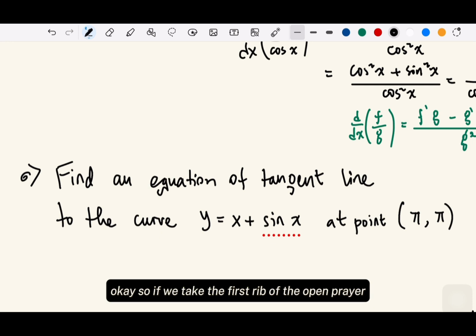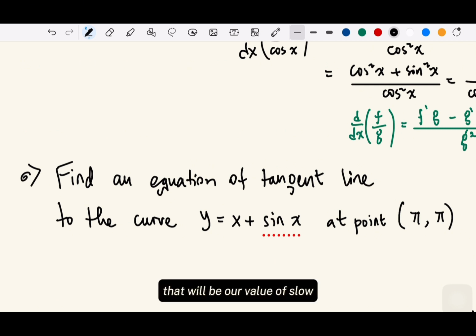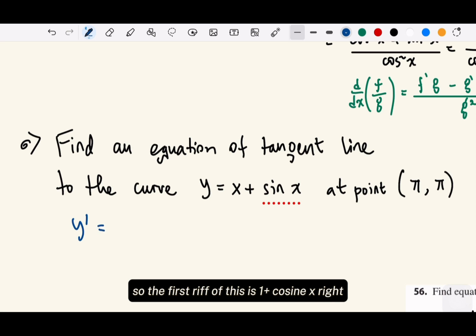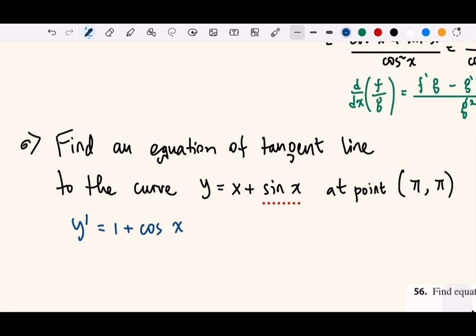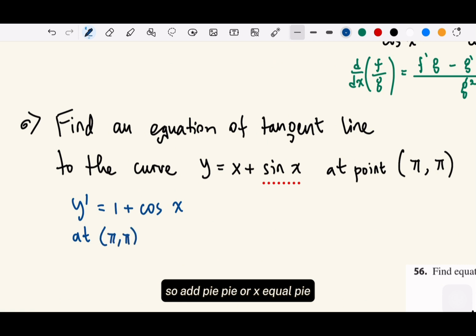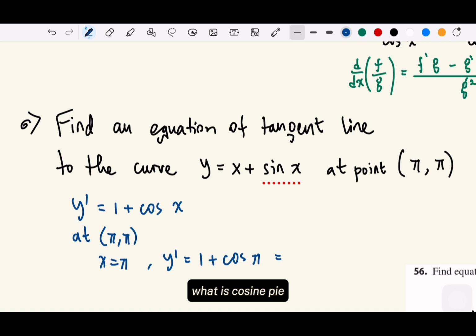So if we take the first derivative of the curve, and we put in the point, since this is only x, we put pi inside the first derivative, and that will be our slope value, right? So let's try to take that. The first derivative is 1 plus cosine x, right? Now let me write here: at x equal pi, y prime is 1 plus cosine pi. What is cosine pi? It's going down, so it's minus 1. So this will be minus 1, this will be 0.